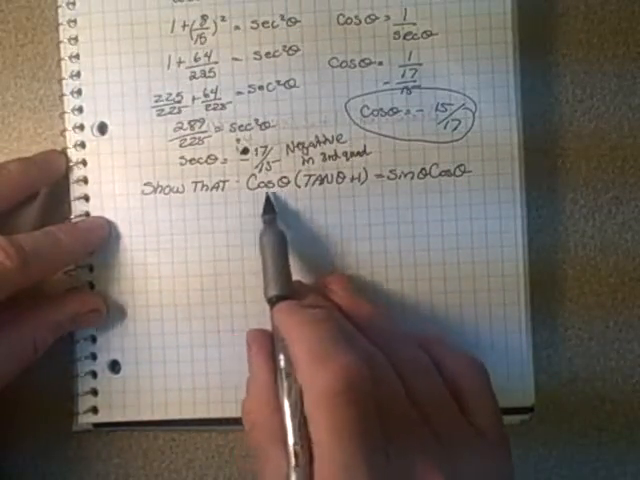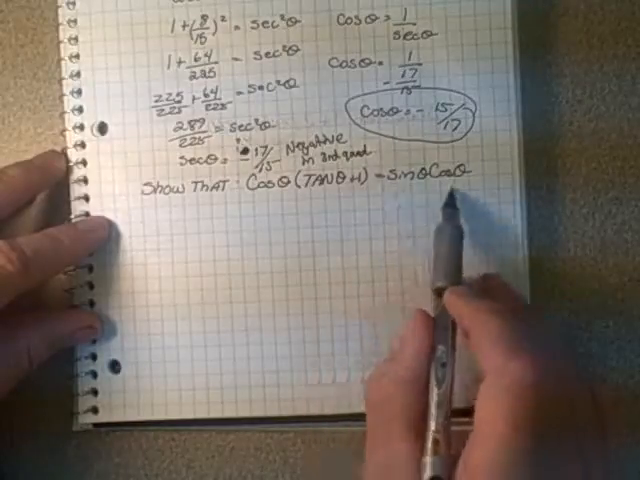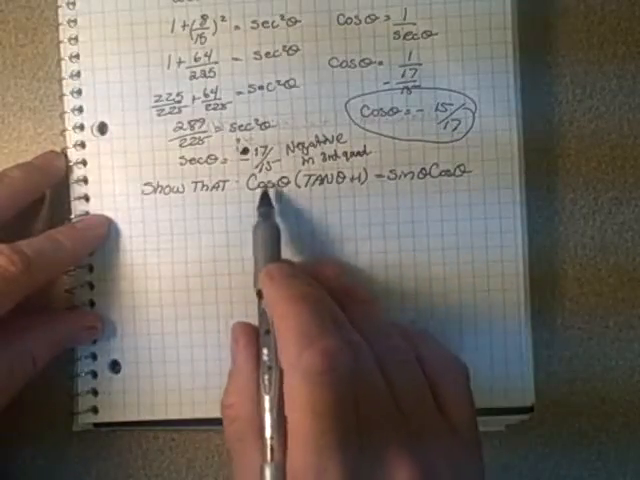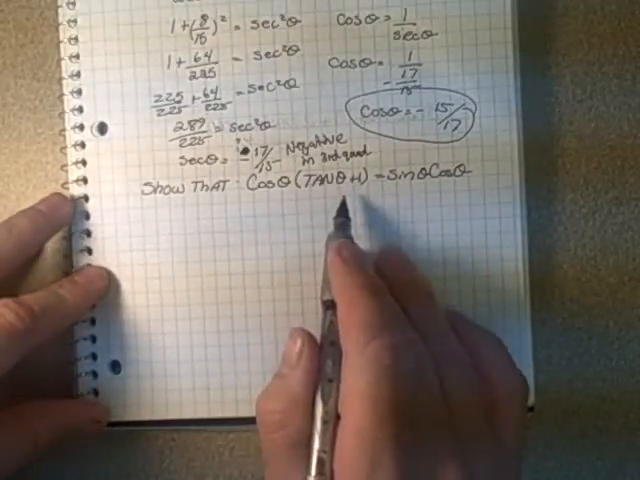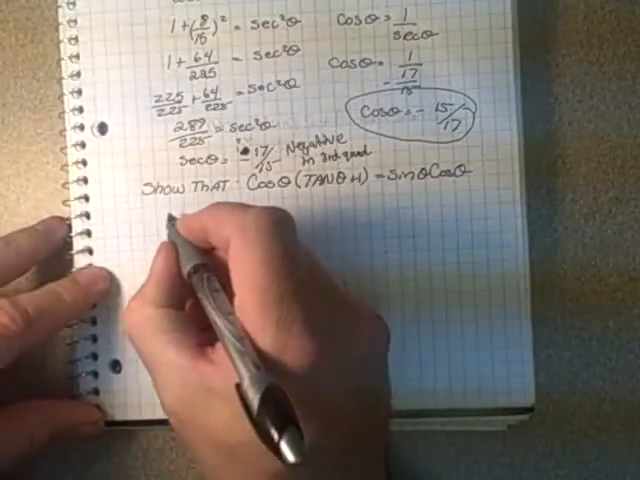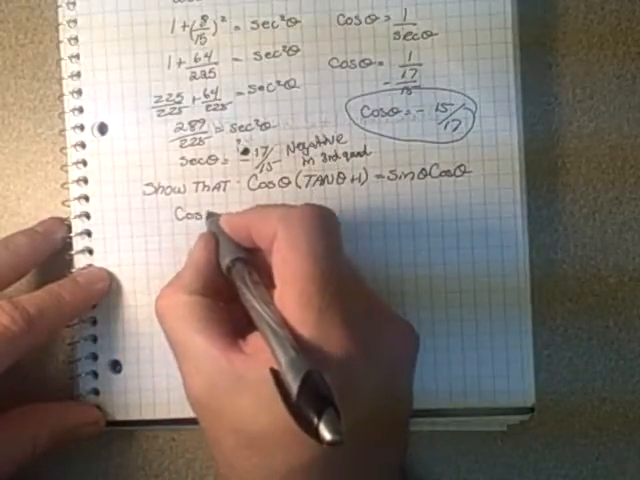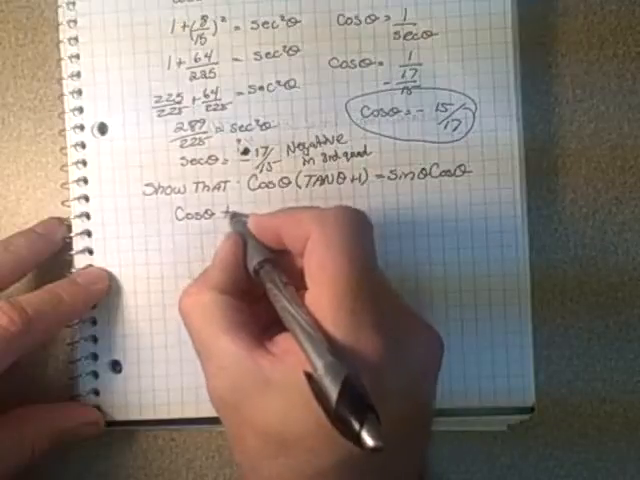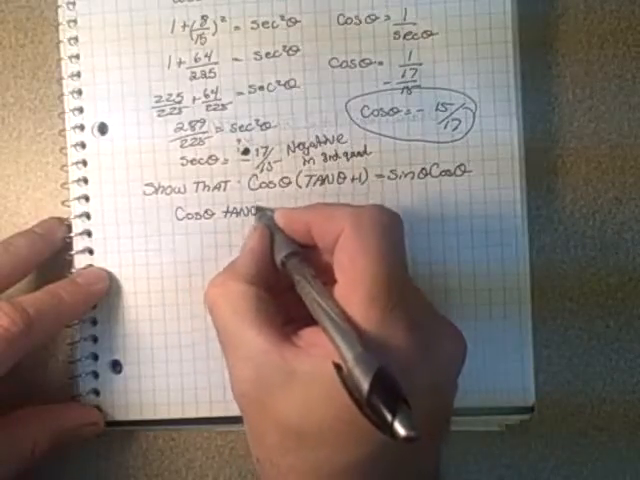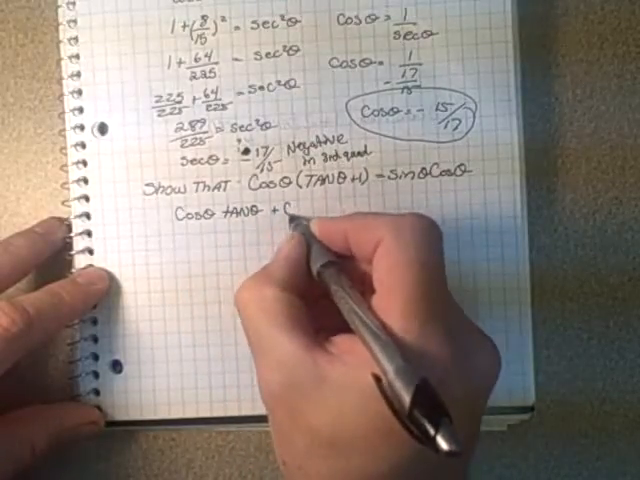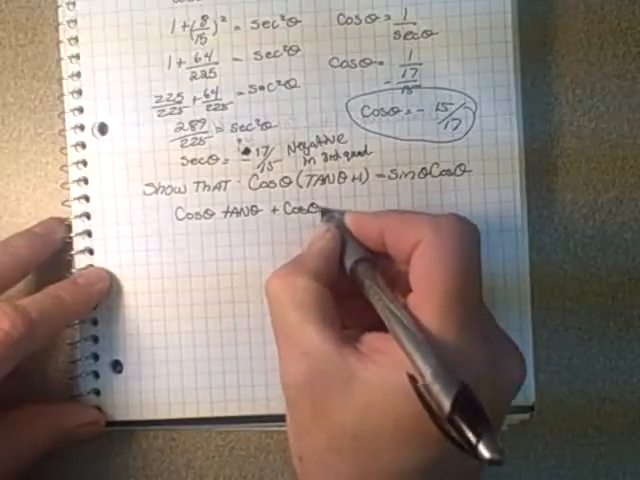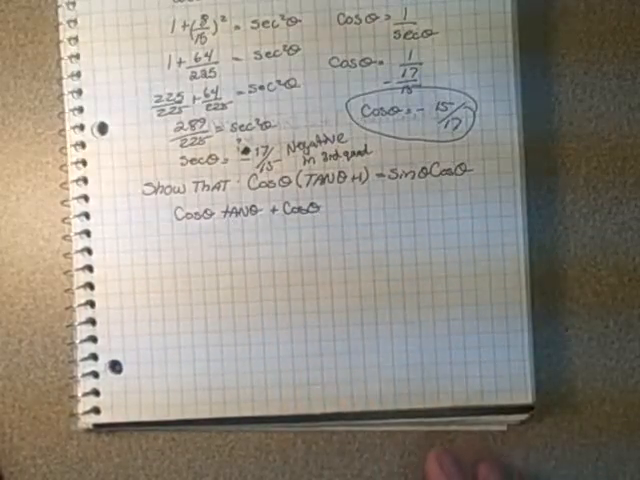One of the best ways to do it is that we want to show that this is equal to this. So what we can do is actually expand this left side out here. That would be cosine theta times tan theta plus cosine theta, and that's going to be the left side.